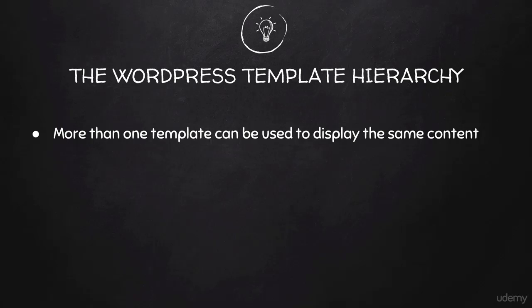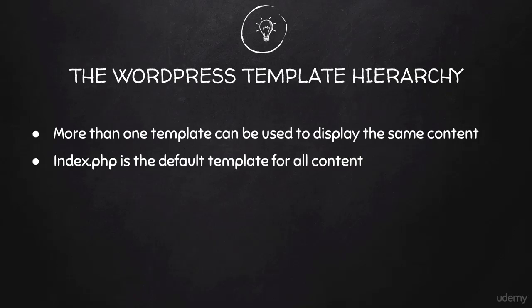Keep in mind, though, that it's not just the page.php that is used by WordPress. WordPress can use other template files to display contents for our pages. Keep that in mind. And then secondly, index.php is the default template for all content. So whenever WordPress cannot find a more specific template, WordPress will always default to using the index.php. Index.php is the fallback template for all types of content.